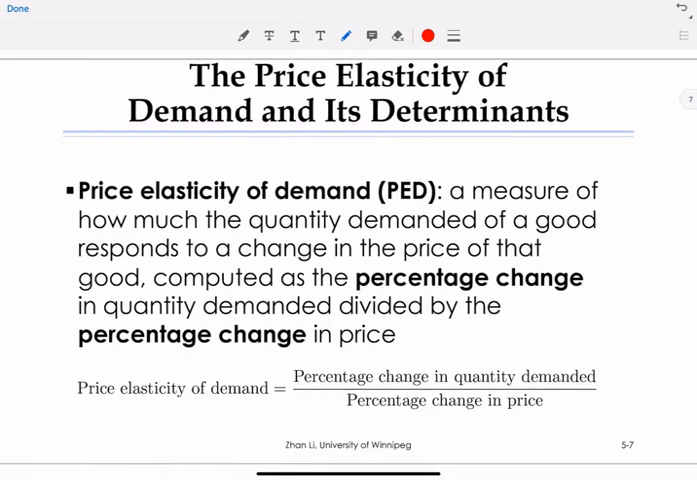Okay, now we could officially define the price elasticity of demand. You could also use the short name, which is PED. Now, how do you define price elasticity of demand? Well, it is really defined by this very simple formula. So price elasticity of demand equals the percentage change in quantity demanded divided by the percentage change in price.